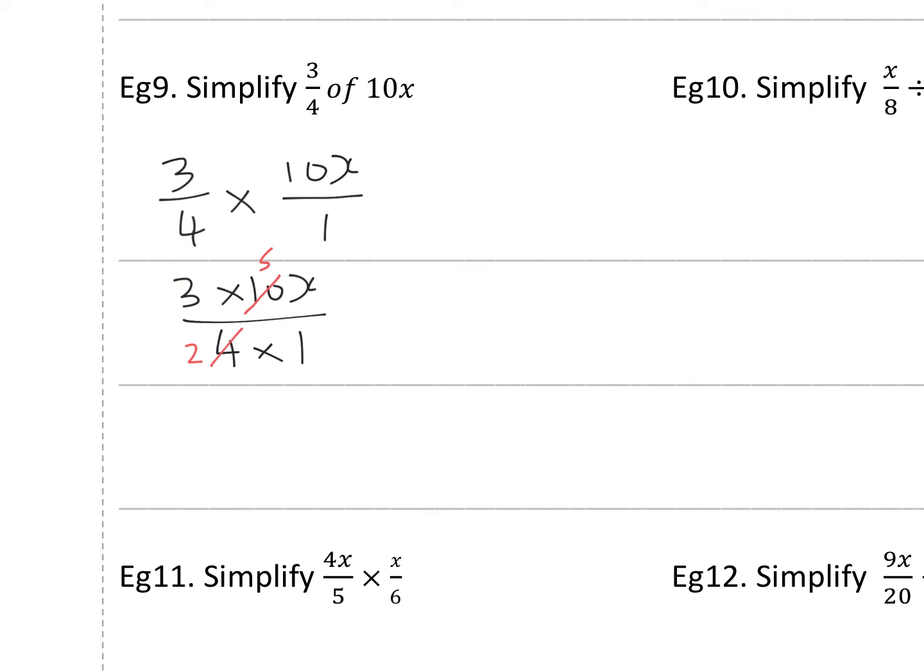Multiply the numerators. 3 times 5x. 3 times 5 is 15. So 3 times 5x would be 15x. 2 times 1 is 2. And that's it simplified.